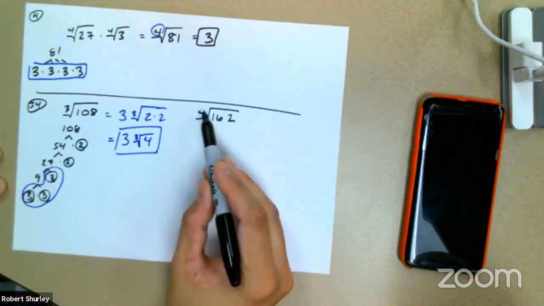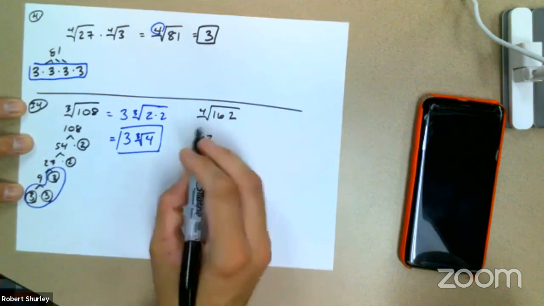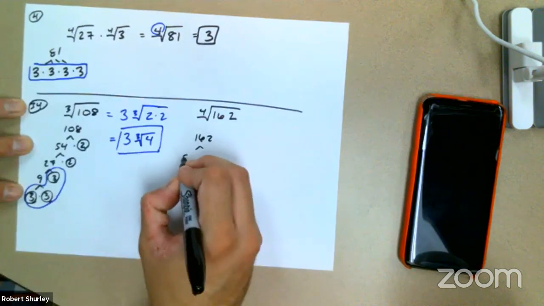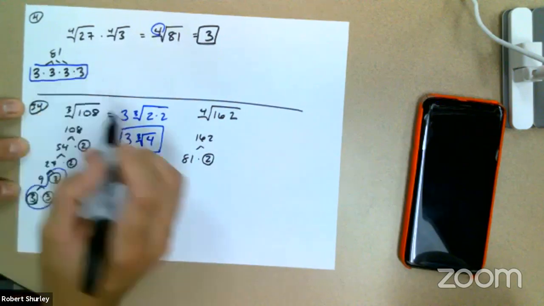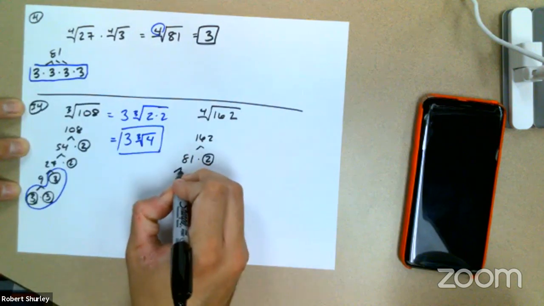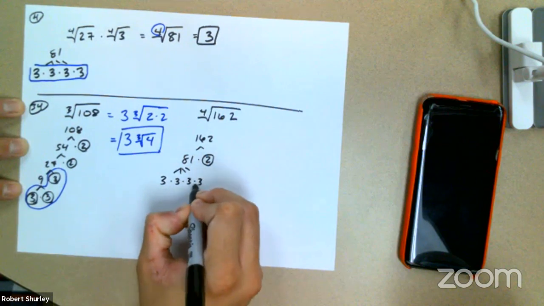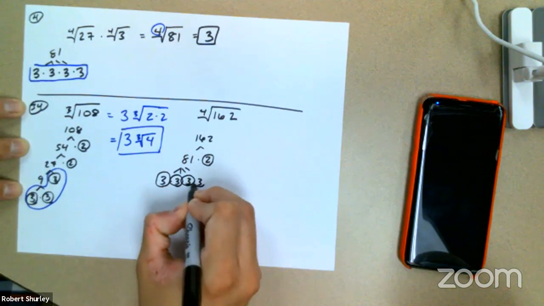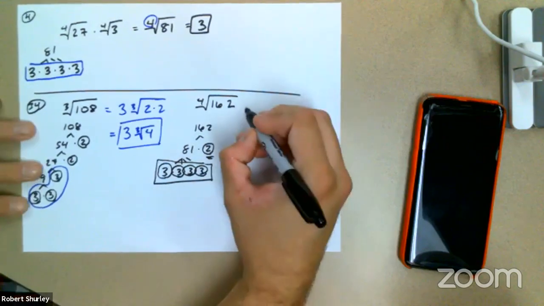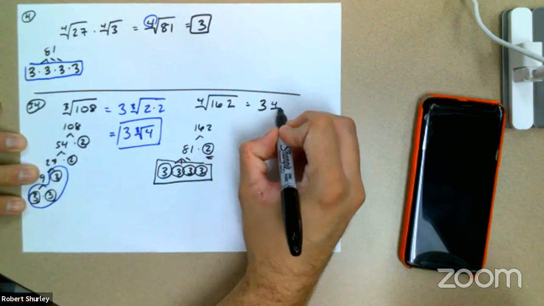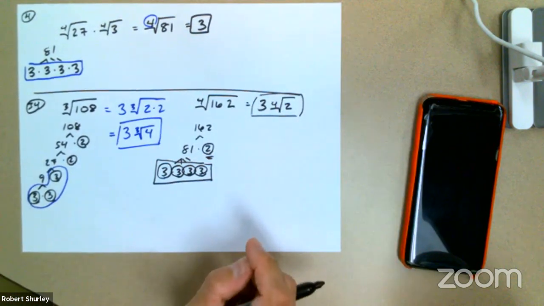So 162, man, we're looking for 4 of a kind here. Holy cow. So 162, oh, that's our 81 again. It's 81 times 2, right? And then there's going to be a bunch of 3s, 4 of them. In fact, now I'm going to be lazy just because I did it up here already. This is 3 times 3 times 3 times 3. And the 3 comes out, that 2 has to stay. So this becomes 3 fourth root of 2. Okay, 3 fourth root of 2.